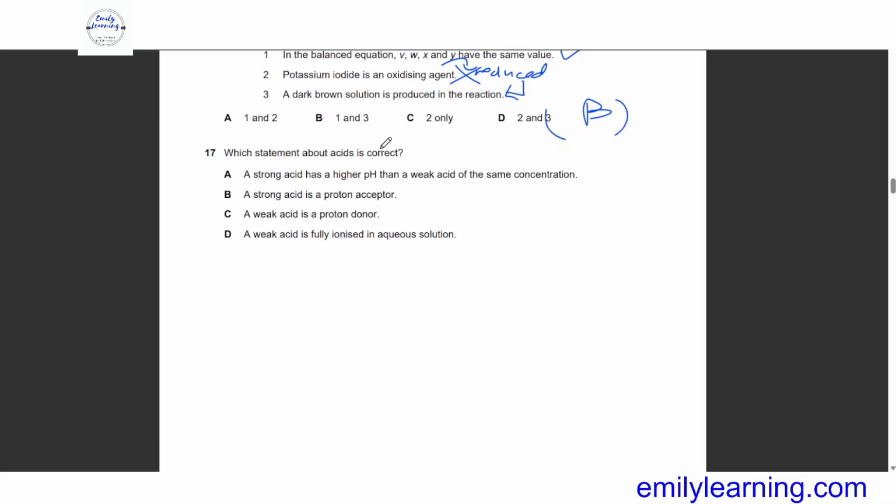Next, which statement about acids is correct? A strong acid has a higher pH than a weak acid of the same concentration. No, if you have a stronger acid, the more acidic it is, the lower the pH. Next, a strong acid is a proton acceptor. No, an acid is a proton donor. A weak acid is a proton donor. Yes, all acids are proton donors. That is why they are acids. If it's not a proton donor, then it's not an acid, because of the word acid. A weak acid is fully ionized in aqueous solution. No, the reason why it's weak is because it is partially ionized in aqueous solution. So the answer for 17 is C.